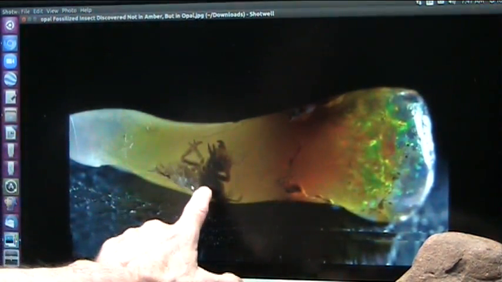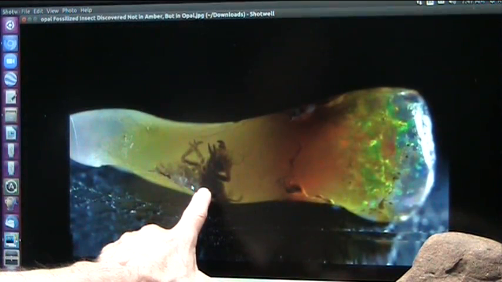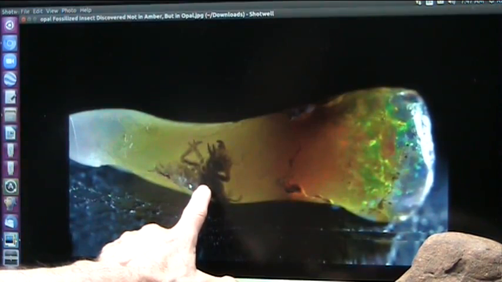This was interesting. Now, look at this. This is a tooth, but there's an opalized insect inside the tooth. How the hell did he get in there? How could an insect get inside a tooth and get opalized? This one threw me for a loop for a while.